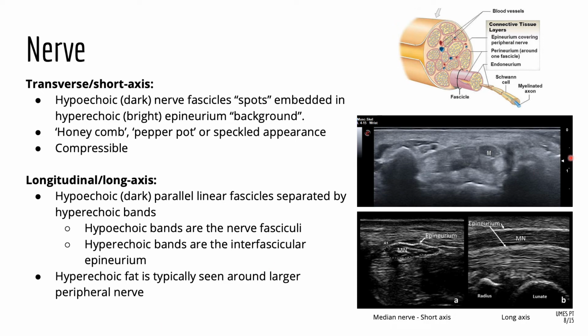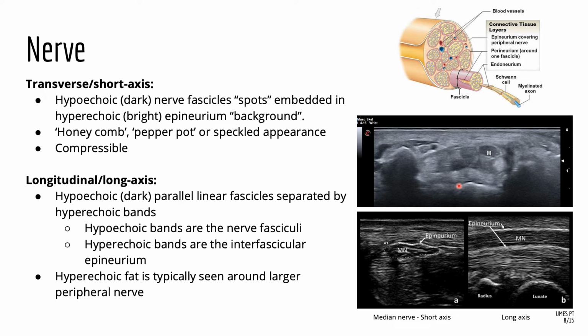When we look at the picture, here is our cartoon nerve. It shows the different connective tissue layers. So you have the fascicle right here, epineurium that's covering it, and then the perineurium that's all around, and then everything surrounding this giant peripheral nerve.